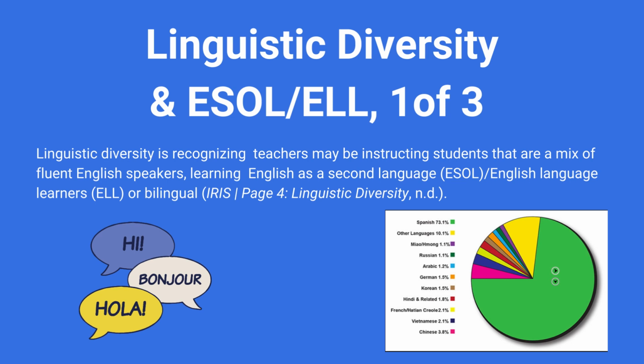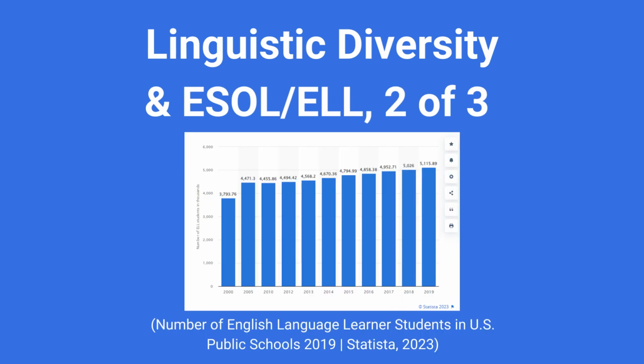The pie chart to the bottom right is from the IRIS Center, and it depicts the most common non-English spoken languages in homes. And as you can see, Spanish is the largest. And then this slide shows a bar graph from Statista showing that from 2000 to 2019, it shows the increase of English language learners in public schools. So you can see, again, this just illustrates the importance of understanding linguistic diversity.